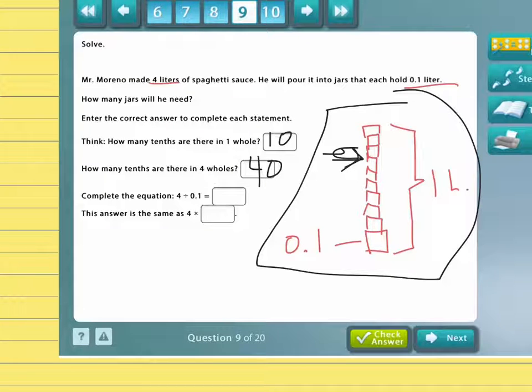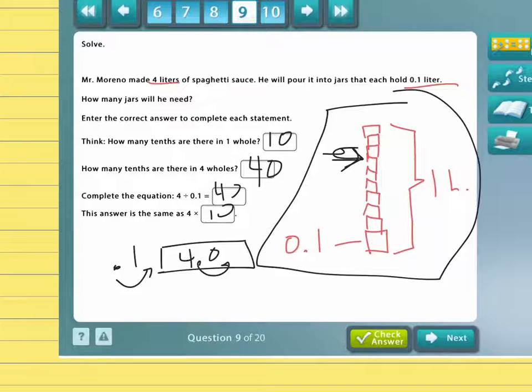And so complete the equation. 4 divided by 1/10 will be 40. And this is the same as 4 times 10. And if I want to show you the division here, it would be 40 divided by 1/10. Shift that over one space. Shift that over one space. 1 into 40 is 40 times.